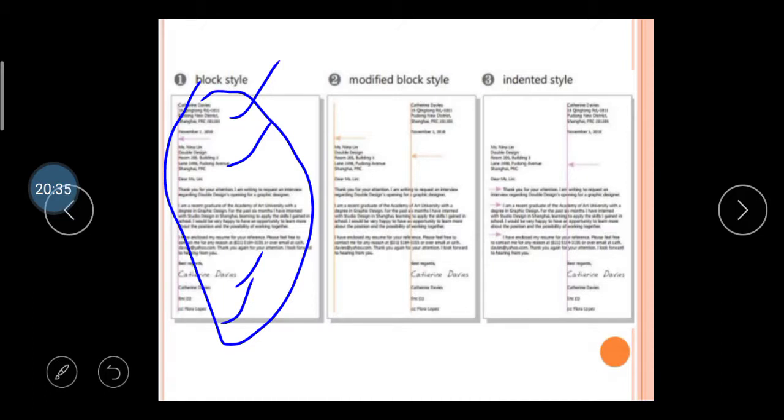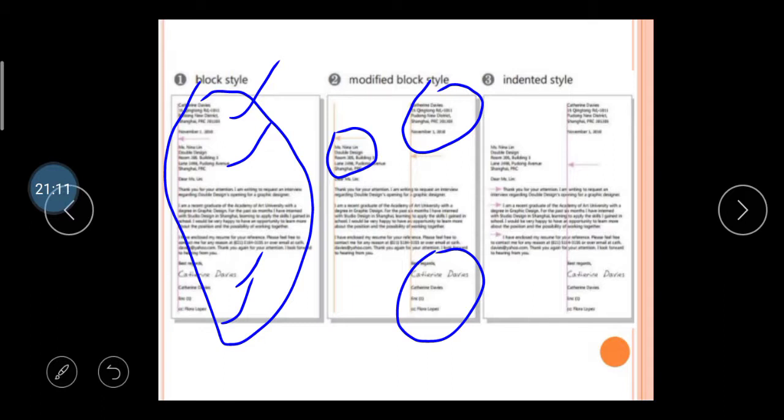Then the modified block style, which is mostly used in our country and in government offices. Here you can see on the right side they write their name and address. On the left side, they write the recipient's name and address, and the overall details start from the left side. On the right side, they consider only their name, address, the date, their overall signature, and finally the closing compliments.